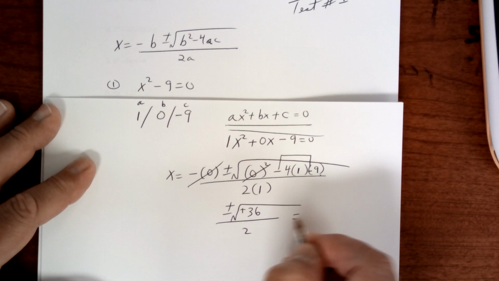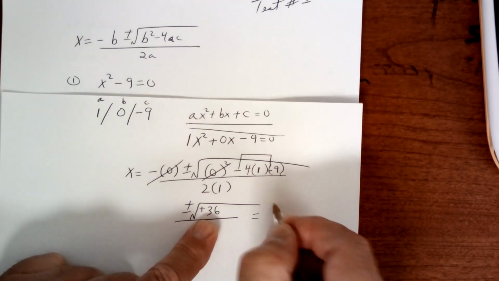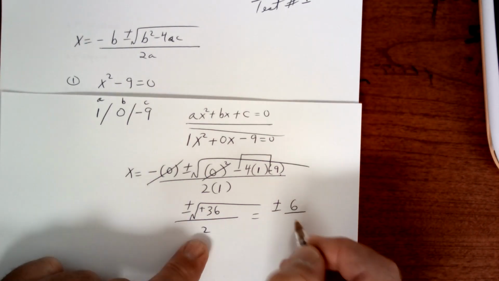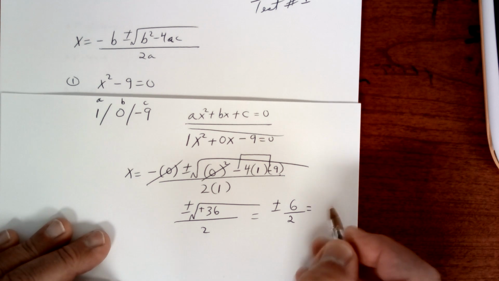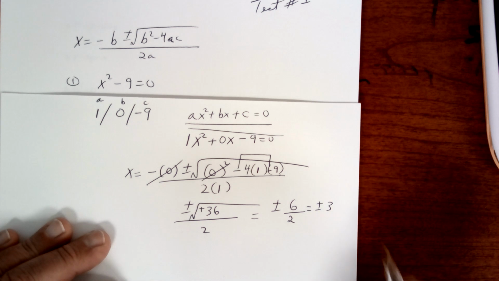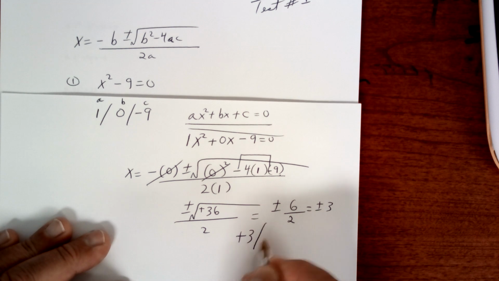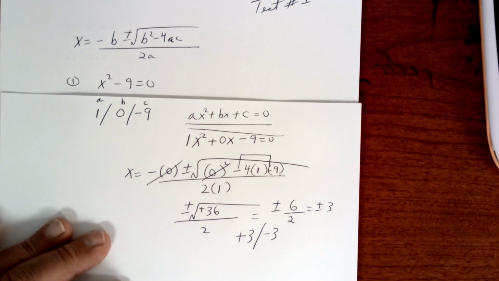The square root of 36 is 6 divided by 2. So 6 divided by 2 is 3. So your answer is going to be a plus 3 and a minus 3. You have two answers because it is a quadratic.